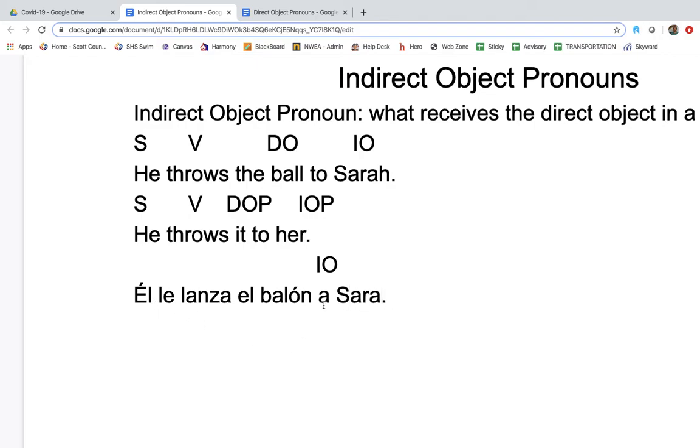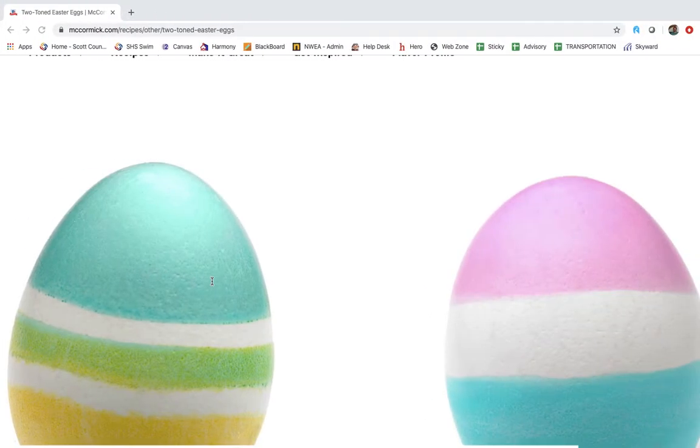Él le lanza el balón a Sara. We definitely don't need él. It's just annoying to even have it. Le lanza el balón a Sara. Le, again, just like our reflexive pronouns, just like our direct object pronouns, has to come before the conjugated verb.